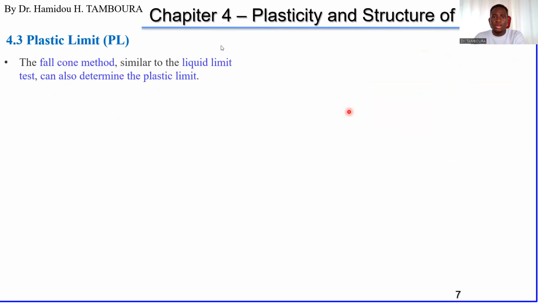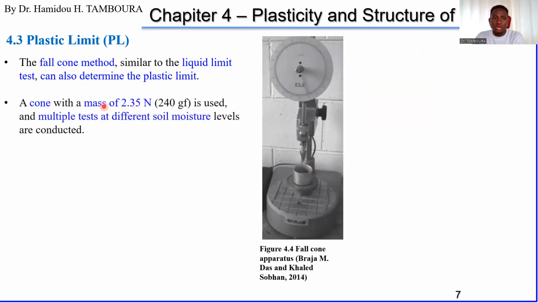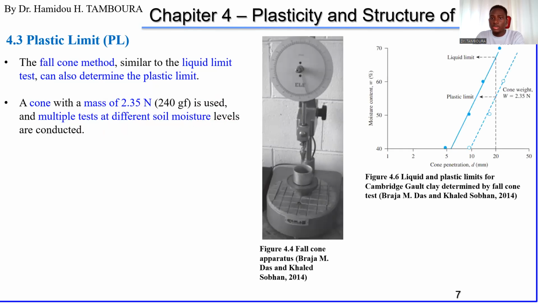Another way to do it is using the Fall Cone method, which is mainly a British standard. We remember in the liquid limit test also, we talked about something like this. It's the same one with some little differences. This one is using a cone with a weight of 2.35 newtons. If you remember, the previous one was less than that. And we do, of course, multiple tests at different water contents, and can obtain something like this.